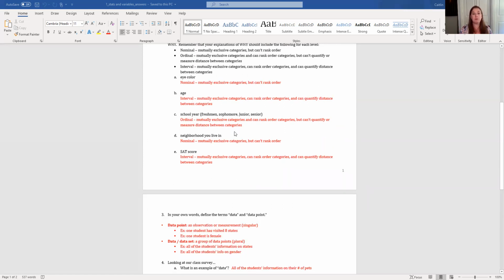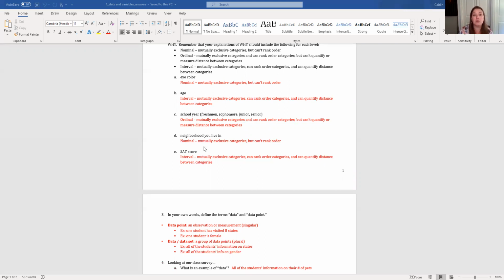This one is nominal because they're mutually exclusive categories, right? Either you live in South Philly or North Philly, but we can't rank order them, right? If we give somebody a list of all Philly neighborhoods, they're not going to automatically go into some logical order. So that's what makes it nominal and not ordinal.